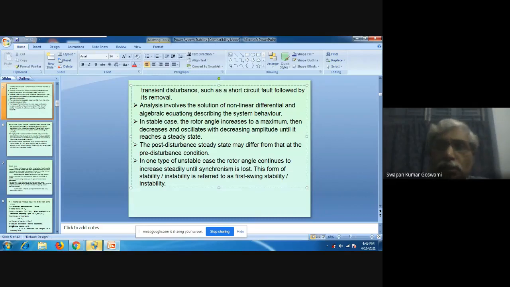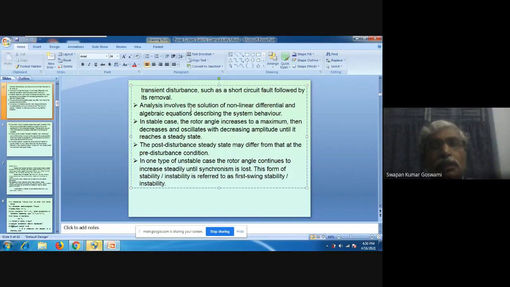Why algebraic equations? Because you will be calculating the power flow through the transmission lines, through the system. Along with that, the differential equations will be representing the generators in the power system, and there is not a single generator connected to a power system. There are a large number of generators connected to the power system. When a fault occurs, obviously there will be a change in speed in all the generators. So all the generators of the power system are to be represented, and a large number of differential equations are to be solved.